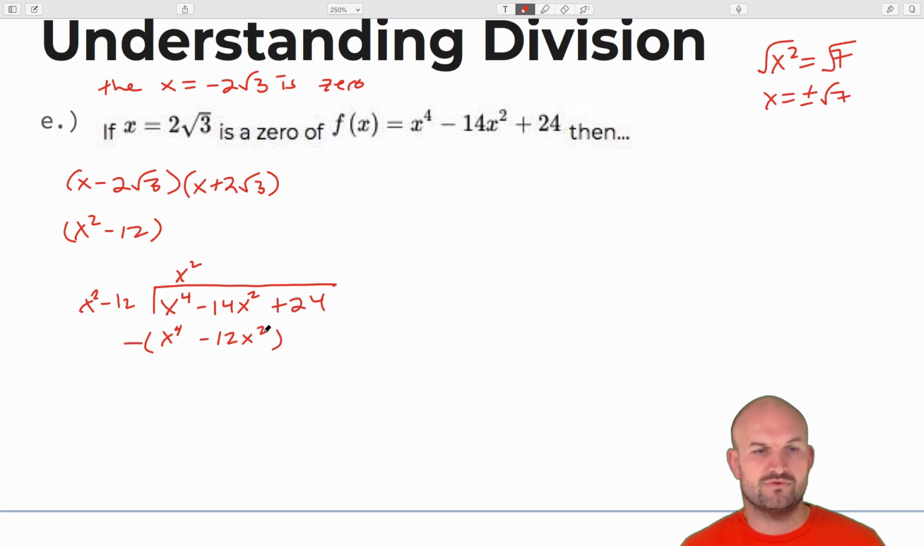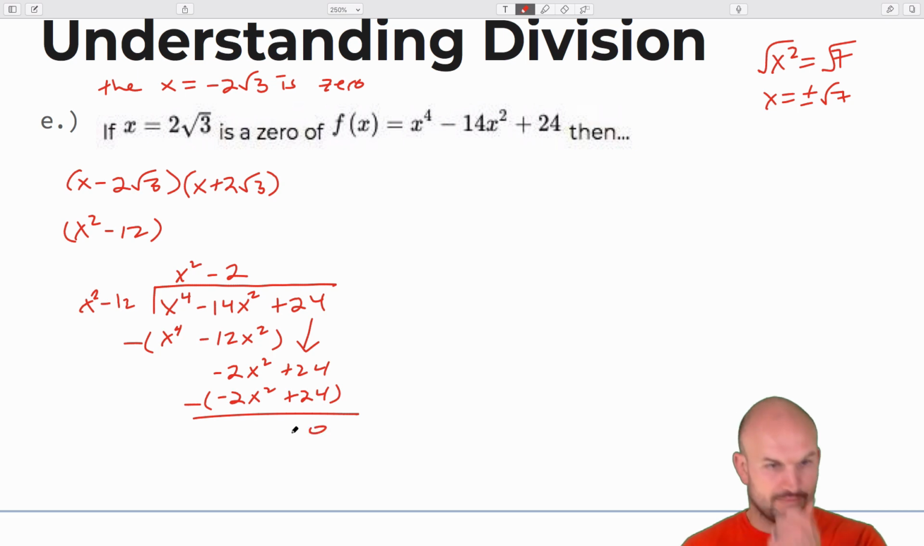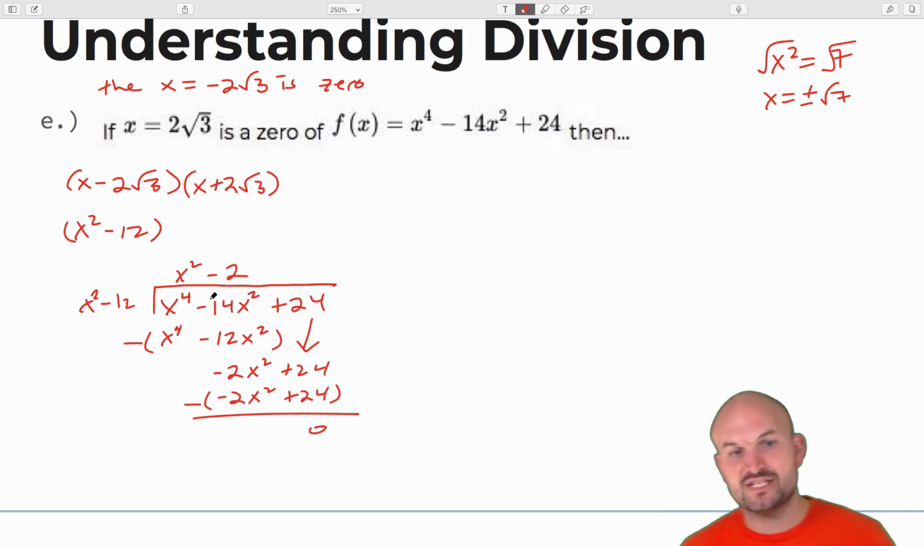Again, subtract your rows here. That gives us a negative 2x squared. x squared divides into negative 2x squared a negative 2 times. Negative 2 times x squared is a negative 2x squared. And negative 2 times negative 12 is, again, a positive 24. Bring that down. And you can see now when we subtract our rows here, we get 0. So we have x squared minus 2 is also a factor.